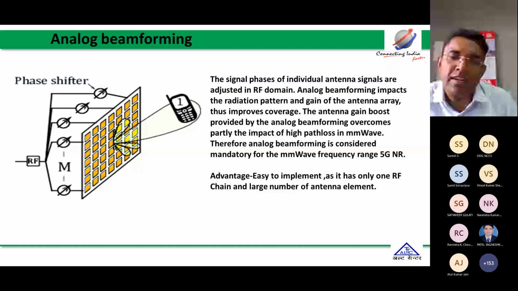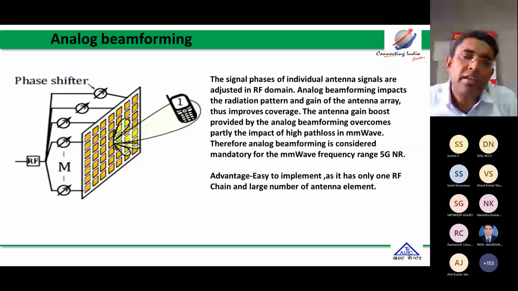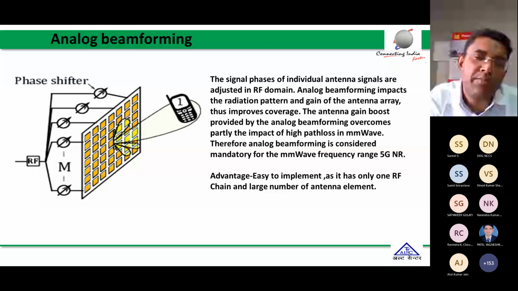Digital beamforming is already used in 4G, right? What are the advantages of analog beamforming? There is the RF chain you can see in this image. There are multiple antennas in the RF domain, but there is a single RF chain, meaning the digital to analog converter and power amplifier are all a single RF chain.